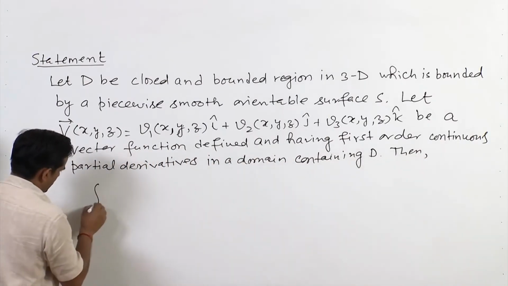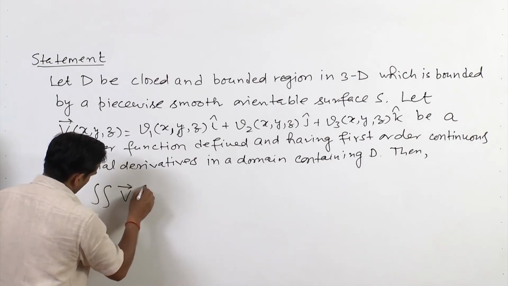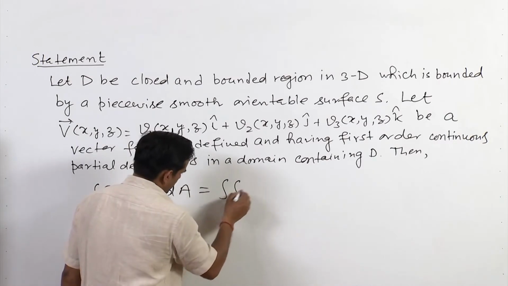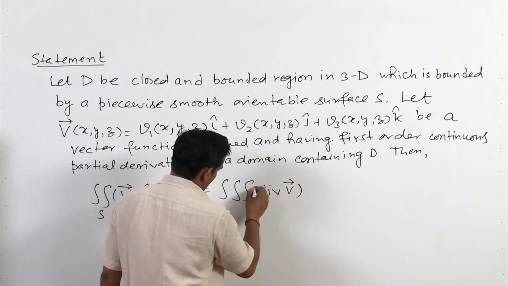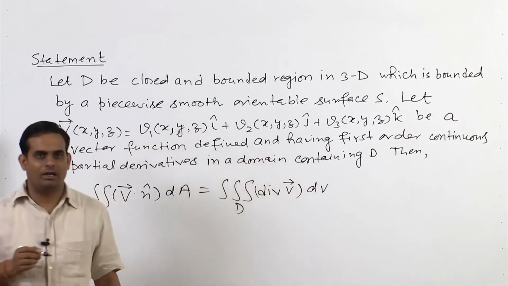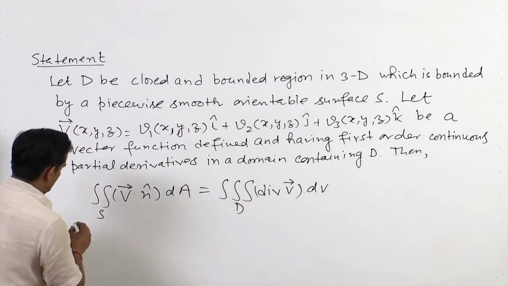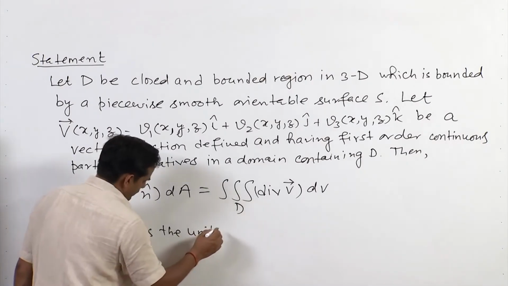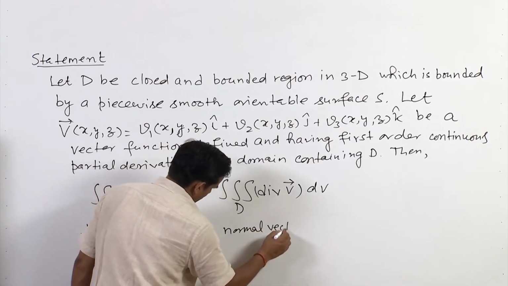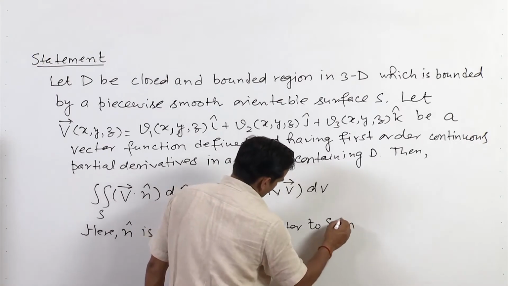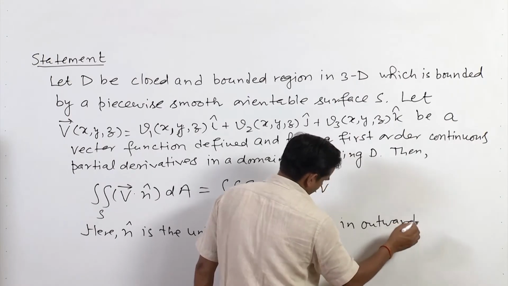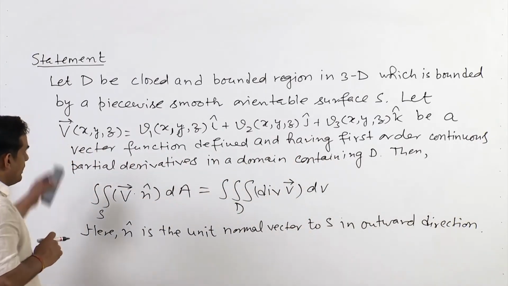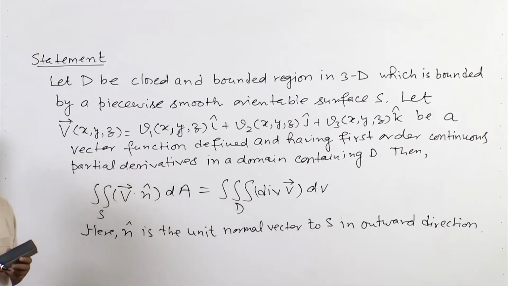Then we have the surface integral of V over the surface S equals the triple integral of the divergence of vector V dV, calculated over the region D. Here N is the unit normal vector to surface S in the outward direction, meaning on the other side of the region D. So, this statement is the divergence theorem of Gauss.